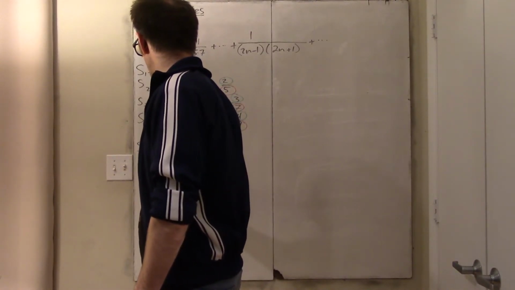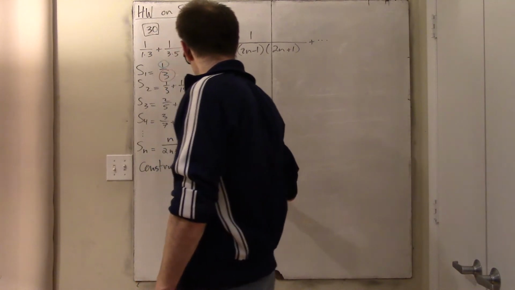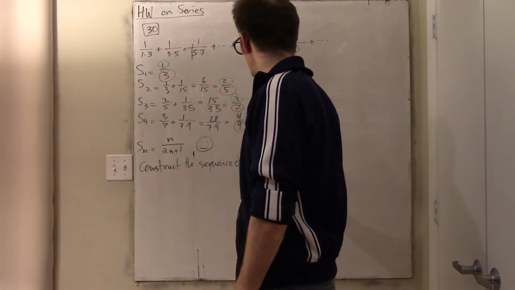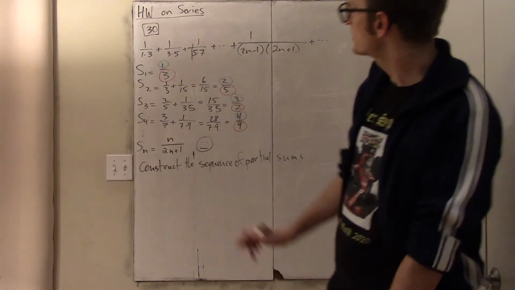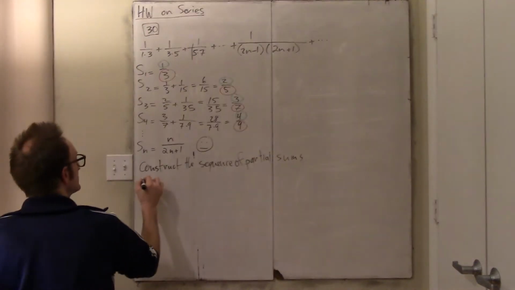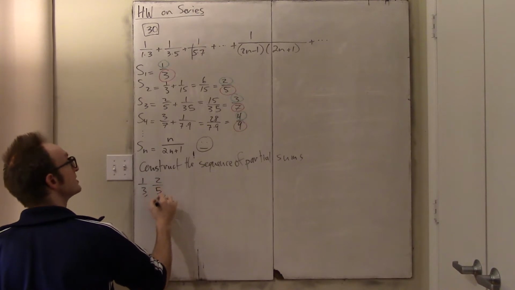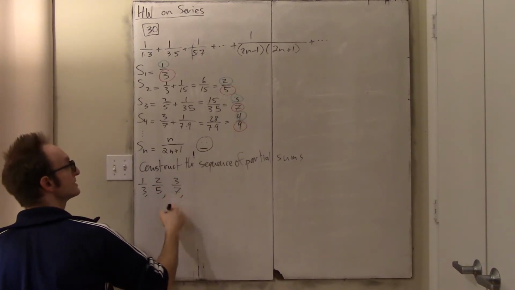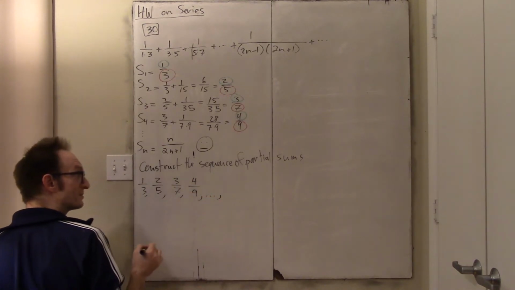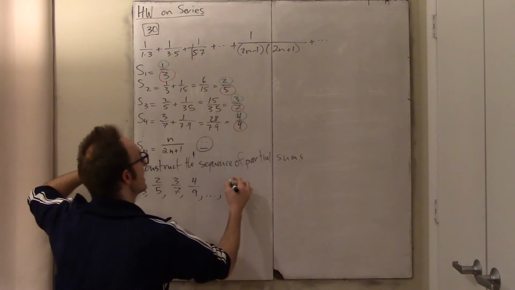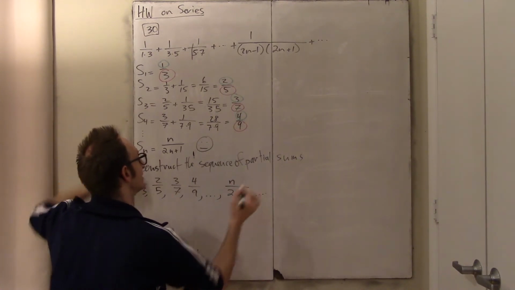I'm supposed to construct the sequence of partial sums. In other words, the sum of the first 1 terms is 1/3. The sum of the first 2 terms is 2/5. The sum of the first 3 terms is 3/7. The sum of the first 4 terms is 4/9. And all the way out to the sum of the first n terms, I believe to be n over 2n plus 1. And this goes on forever.